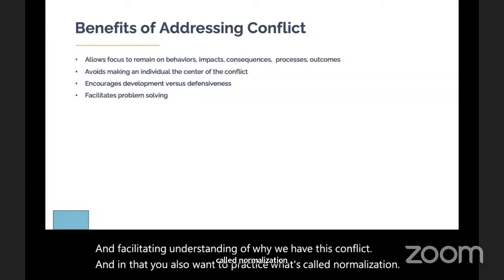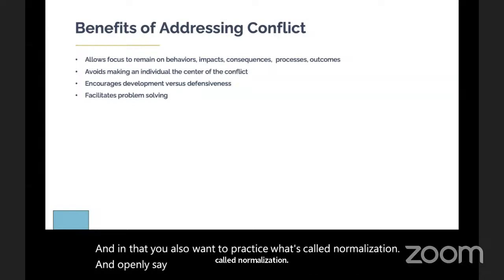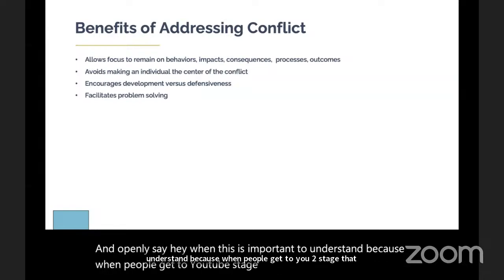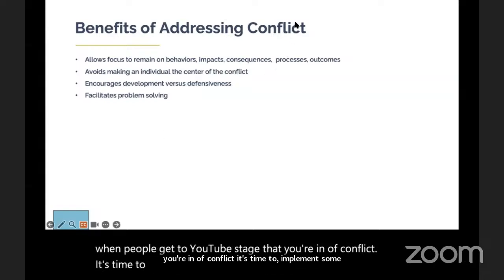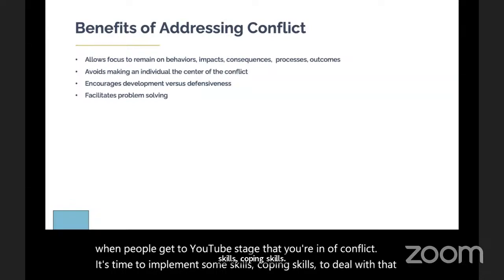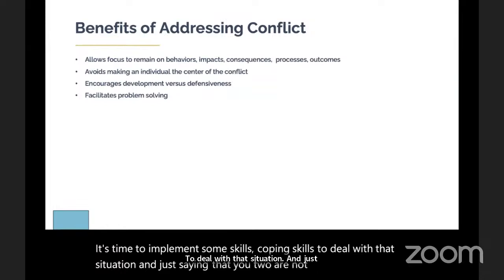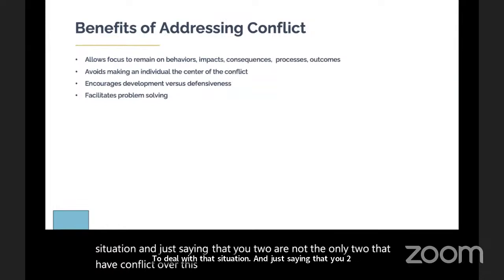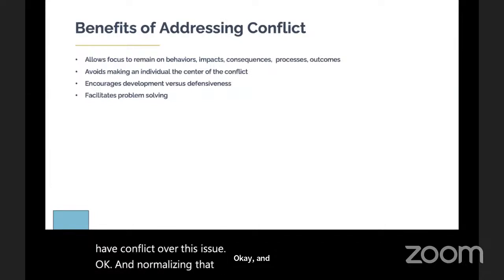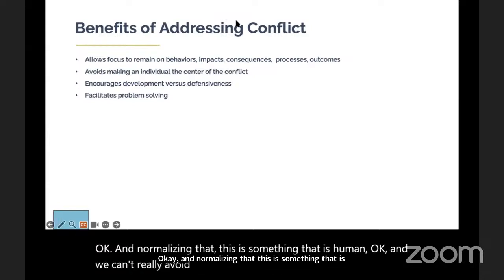and openly say, hey, this is important to understand, because when people get to the stage that you two are in of conflict, it's time to implement some skills, coping skills, to deal with that situation. And just saying that you two are not the only two that have conflict over this issue. Okay. And normalizing that this is something that is human. Okay. And we can't really avoid it.